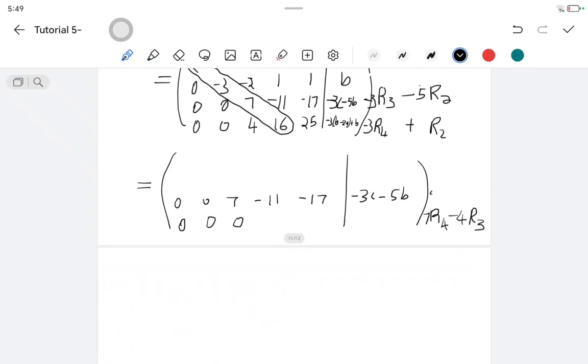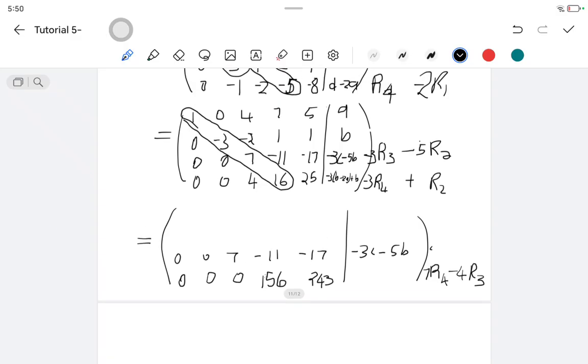positive 156, right? Then this one will be what? Let's see, 25 and minus 17. This one will give us 243, right? Then whatever that is up there, it was 1. So here was what? It was minus 3. Here was 1. So if I highlight this, we have the diagonals, right?